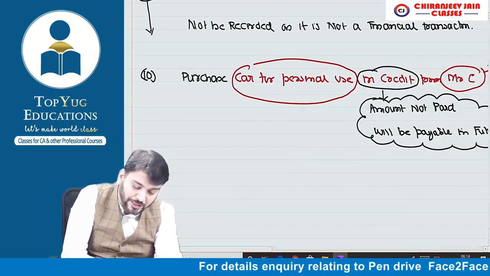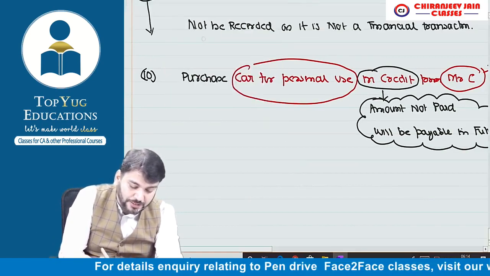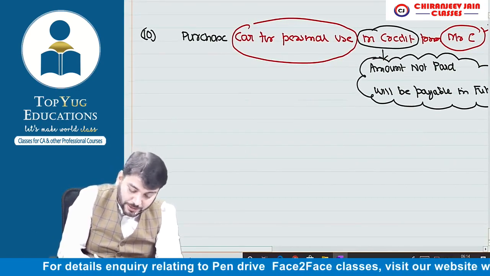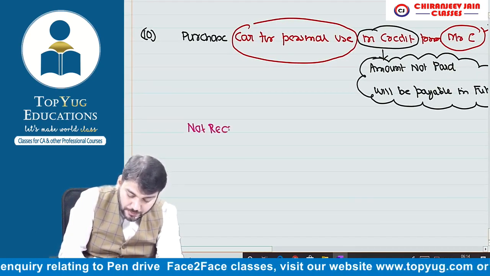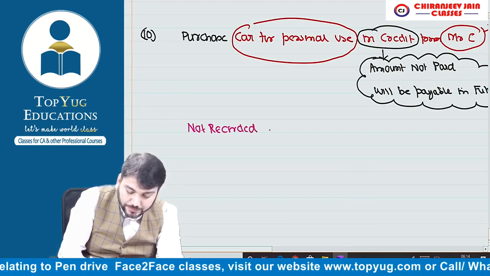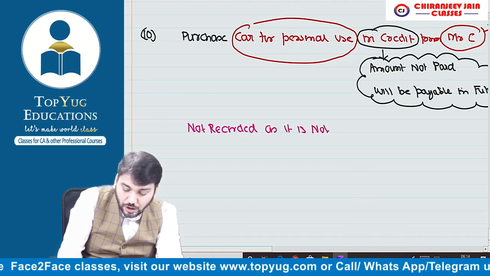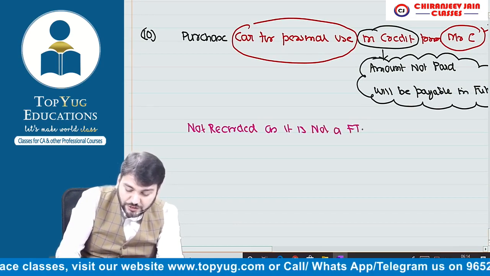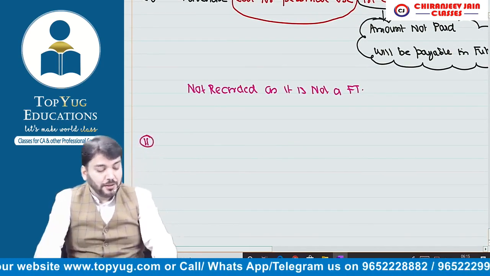Very good. Not recorded. Very good. Everyone have understood. It means सब समझ रहे. बहुत अच्छी बात. Correct. So once again, not recorded, not recorded as it is not a financial transaction. Very good. 11. 11 में आते हैं.